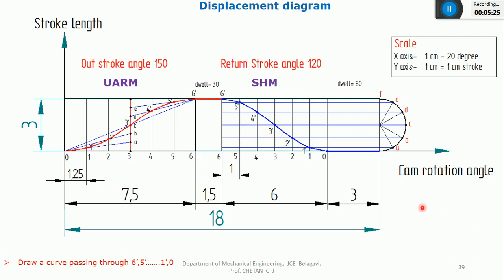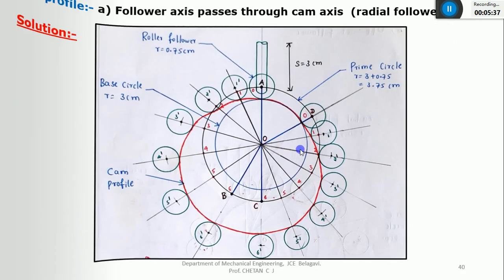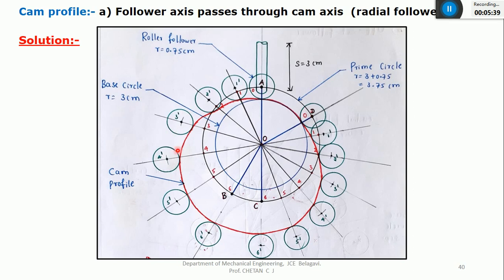After drawing all these displacement diagrams, let's get started with the cam profile. Okay, so this is the cam profile which is required. First case, I'll go with the radial follower, that is the cam profile for a radial follower, which is also specified as the follower axis passes through the cam axis. Okay, let's get started with this cam profile in today's class.